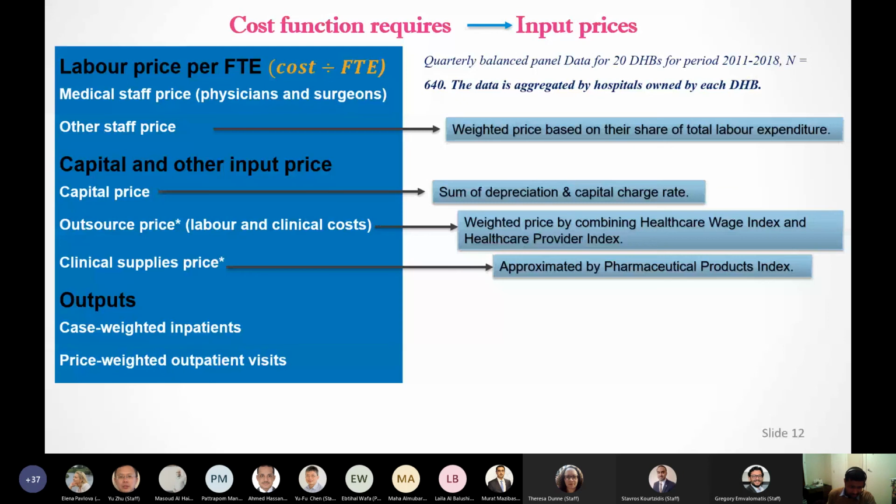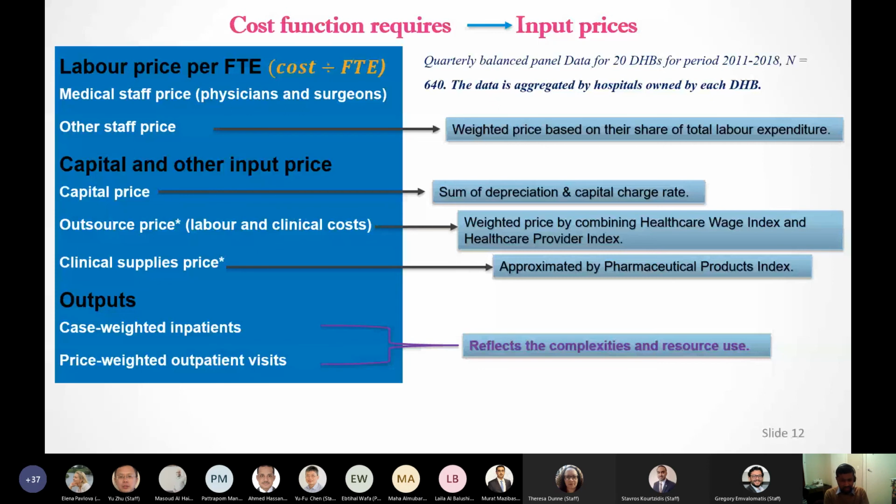And the outputs is something that I will explain in a little bit more detail. We're using what we call case-weighted inpatients. That simply means that a patient who comes into a hospital and gets admitted for a heart surgery is not the same as a patient who gets admitted for an appendicitis operation, because they use different types of resources and the length of stay in the hospital is different. So case weighting basically assigns more weight to more complex procedures, or to an inpatient who gets admitted and uses more resources.